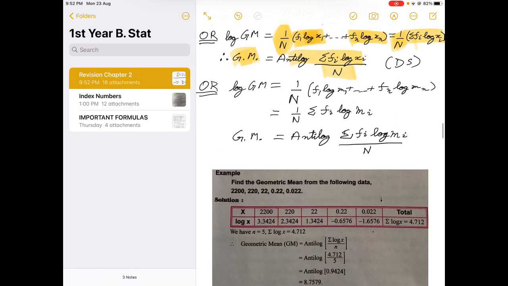Now for the continuous series, it's very similar to the discrete series. The only thing is, instead of x, I take m's here, the mid values. So instead of x1, I take m1, and instead of x2, I take m2, and instead of xn, I take mn. So I take the mid values of all the class intervals. I take their log values. I multiply with the respective frequencies. And I add all these f into log values. Then I divide it by n. So the short form is 1 by n into sigma fi into log m. And then finally, to find the geometric mean, I take the anti-log value.